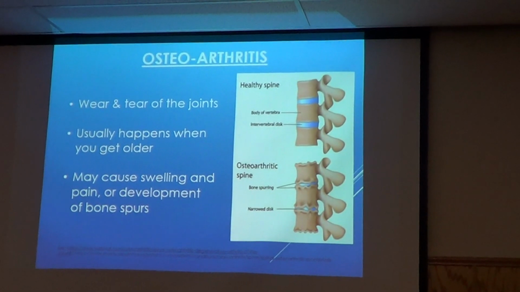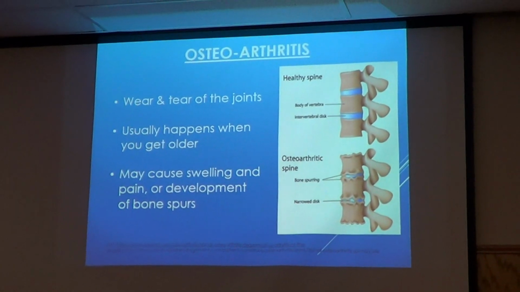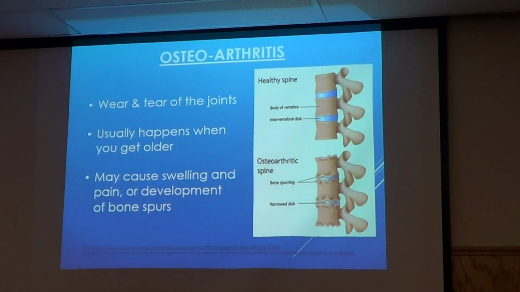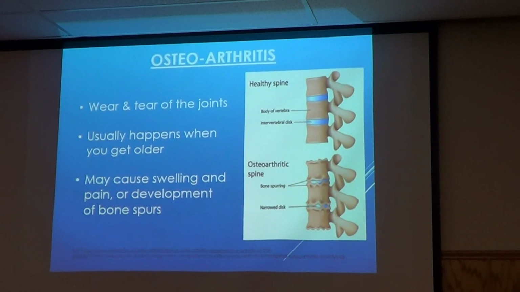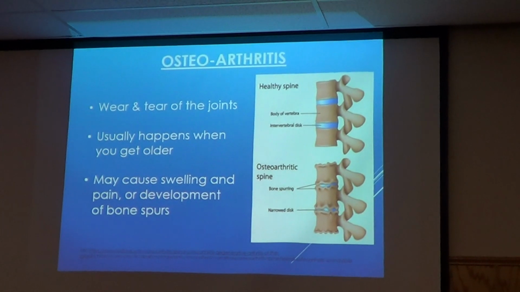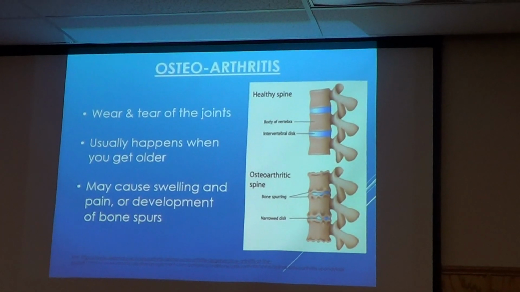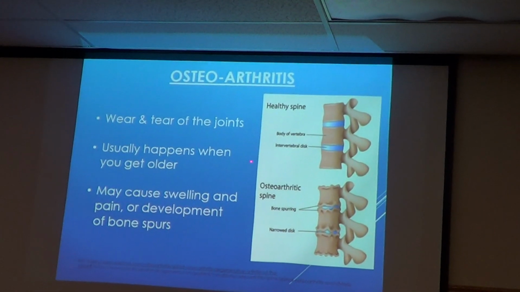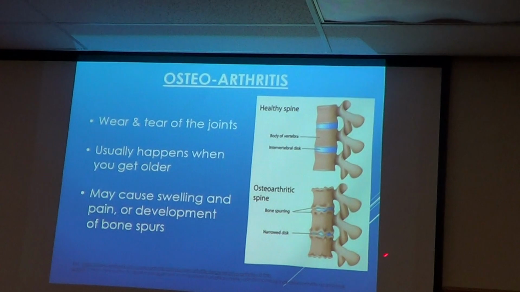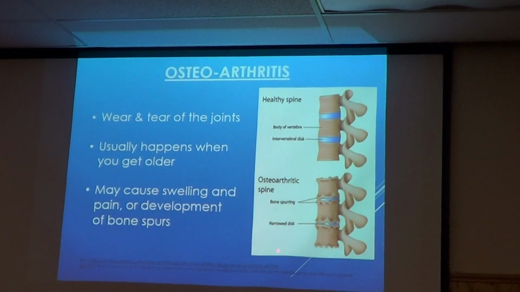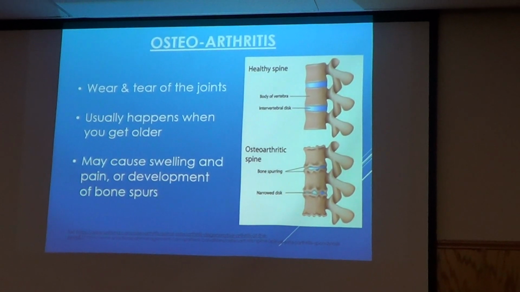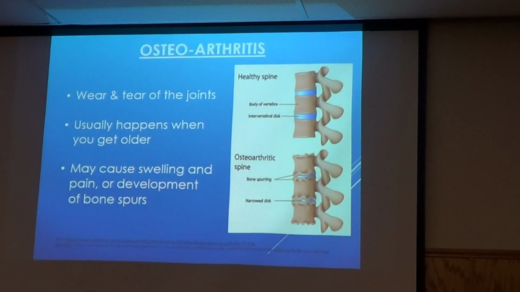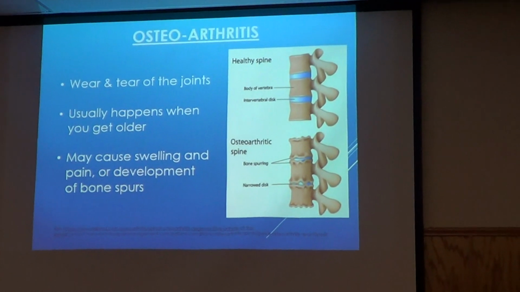Very common cause, osteoarthritis. Simply wear and tear of the joints. Very common as you get older. May cause swelling, pain, or cause some bony spurs, enlargement of the bone. So as we can see in the picture, that's what a healthy spine looks like, and that is an osteoarthritic spine. With aging, it happens. But how to prevent it? We have to make the muscle stronger to brace the spine and help with the pain. So again, exercise.